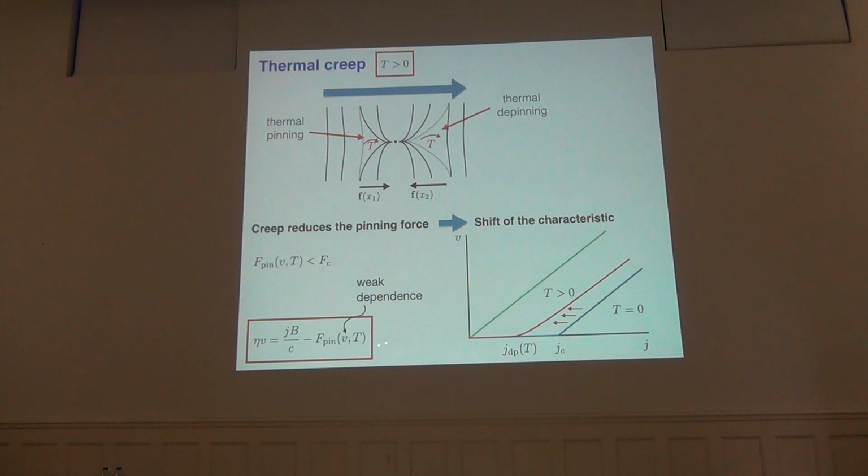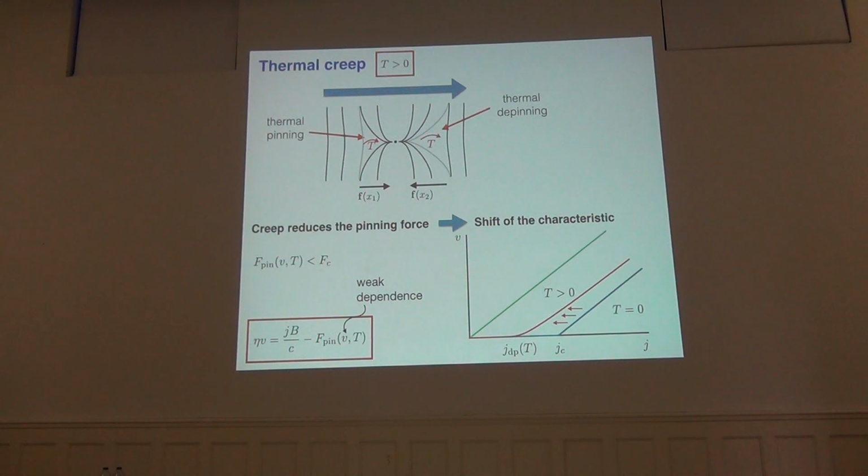So now in the simple picture we substitute back into the equation of motion. Now of course the process is more complicated, and there will be some weak dependence on velocity which will cause this curvature at this point, but when we go to high drives and high velocities, the pinning force is again approximately velocity independent, and as a result what happens mainly is that this critical current JC is shifted to some lower temperature-normalized value JDP, and the whole current voltage characteristic is simply shifted.